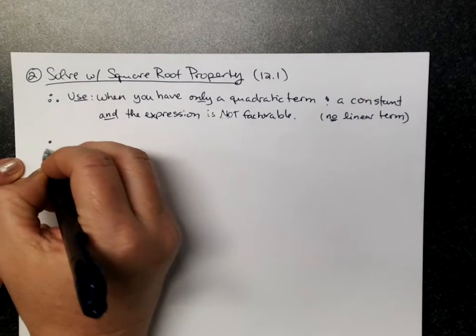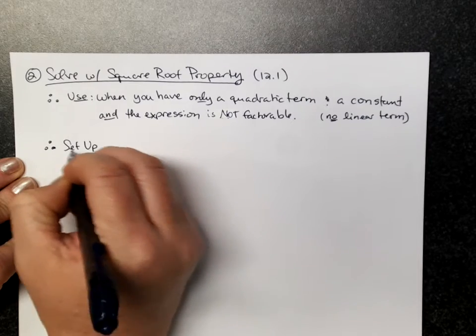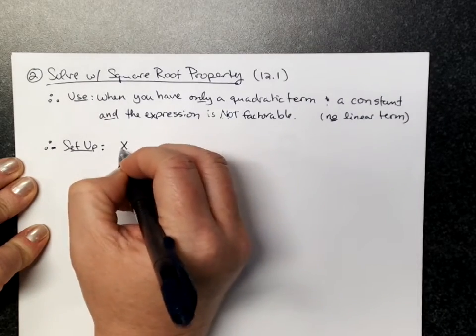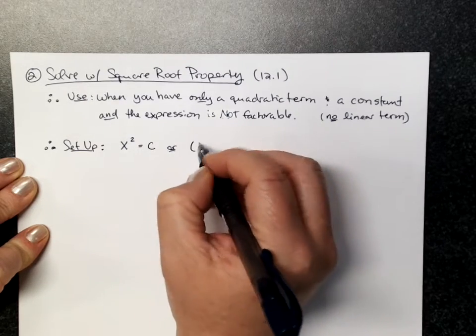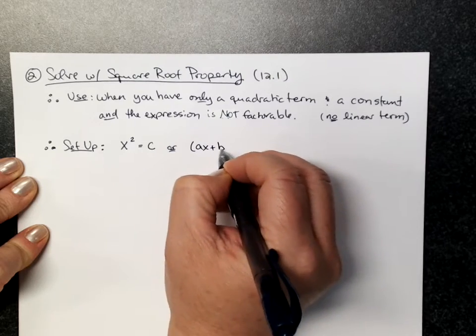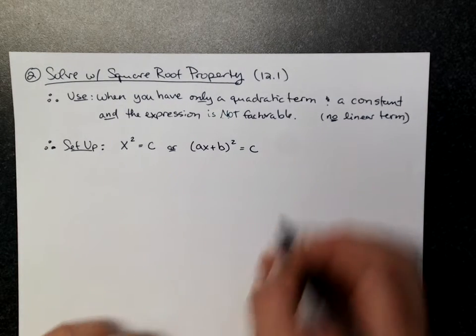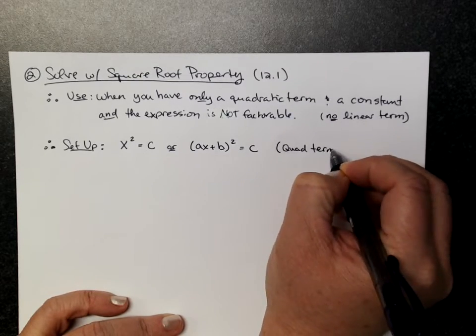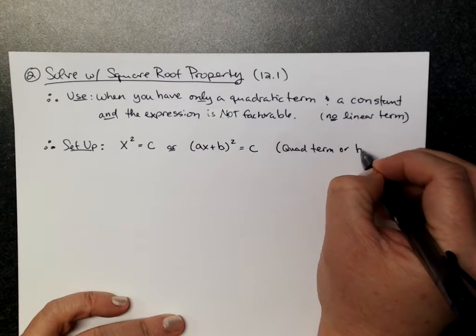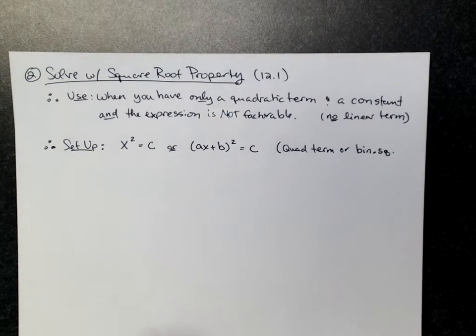Okay, so the setup, unlike with factoring where the setup is standard form: you set it up to be either x squared equal to c, or if you're dealing with a binomial squared, a binomial squared equal to c. So not in standard form. Now, in words, this means you have a quadratic term, I'm abbreviating there as quad term, or a binomial squared, which I'm going to abbreviate too. So you have a quadratic term or a binomial squared.